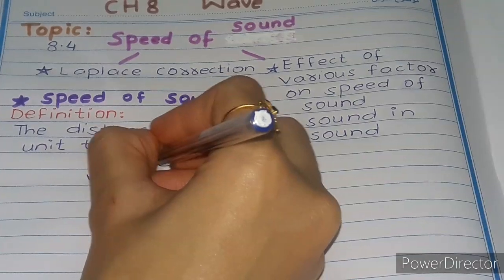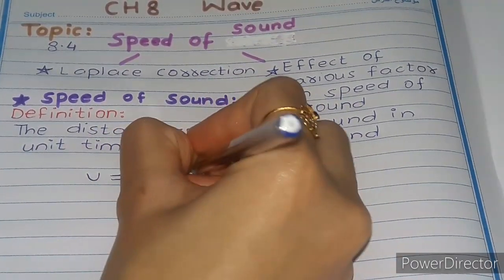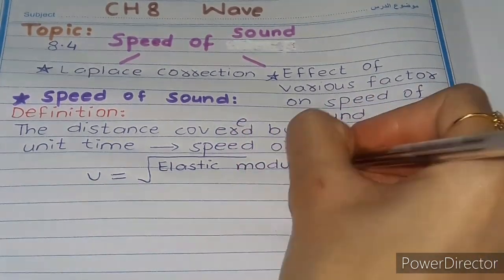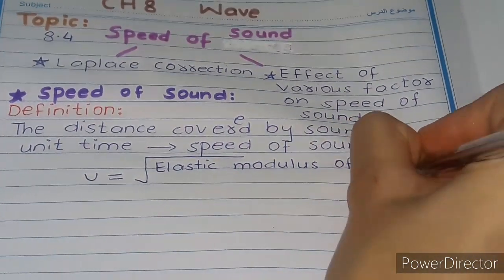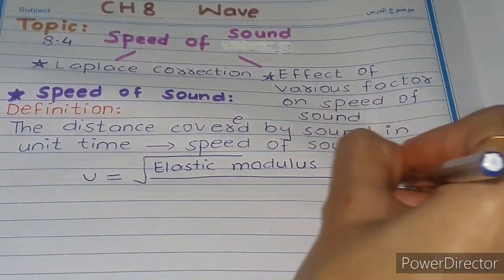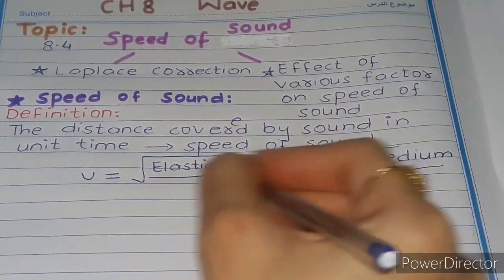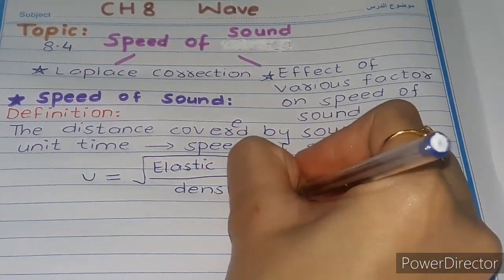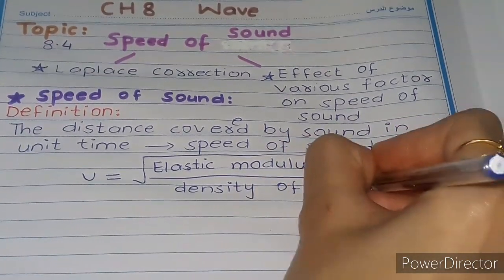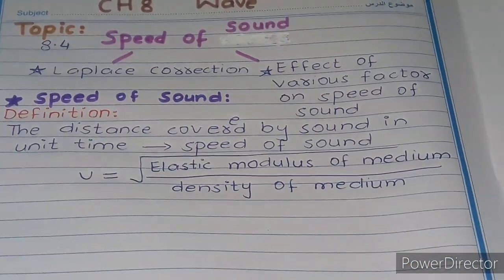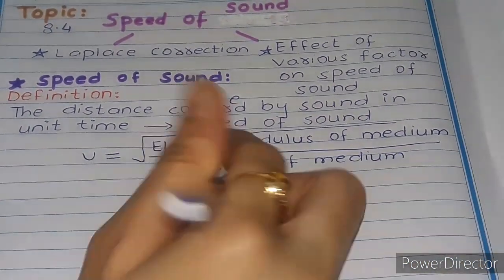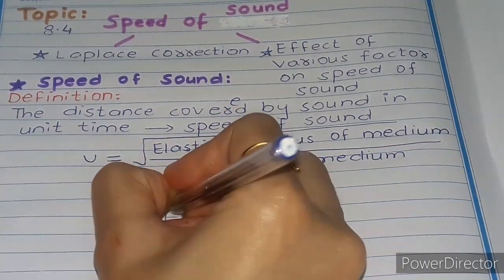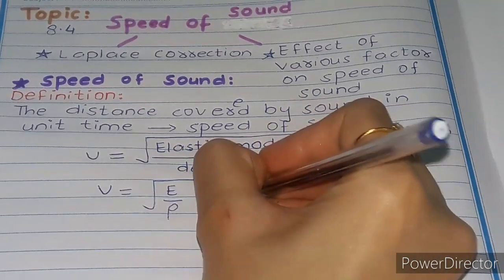V is equal to, its formula is elastic modulus of medium divided by density of medium. It depends upon these two factors, elasticity of medium and density of medium. So we can write it, V is equal to under root E over rho. So this is equation number 1.